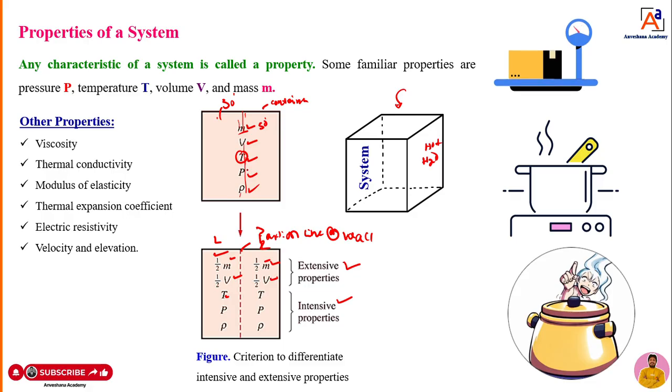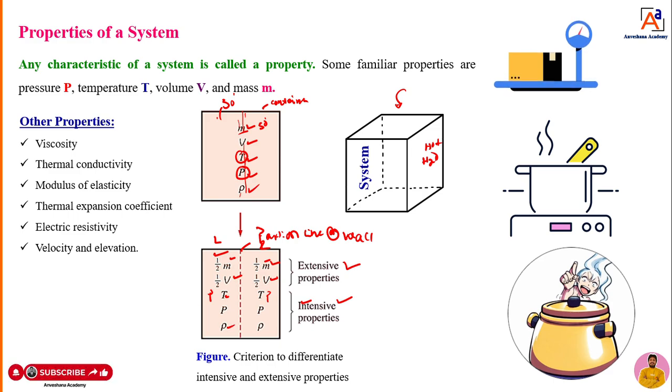One more property you can take is pressure. When you divide the mass into two parts, you can take a manometer and check the pressure. Pressure at the left side remains the same, pressure at the right side remains the same. That means pressure is not changing, it remains constant, so pressure is not at all dependent on the mass. That property we can call an intensive property. Next, we can take density.